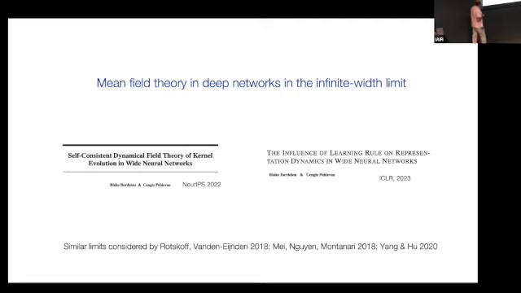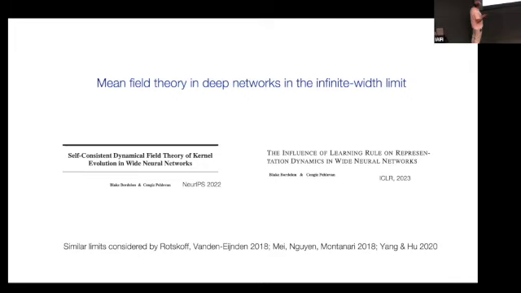I want to also compare, just before going forward, to similar limits that were considered by other people, Rotskoff and colleagues, Montanari and Mei, and then Greg Yang and colleagues. The difference is that these two works are 2-layer neural networks. Our construction will be applied to deeper neural networks. And you might be familiar with the muP work of Greg Yang and colleagues.